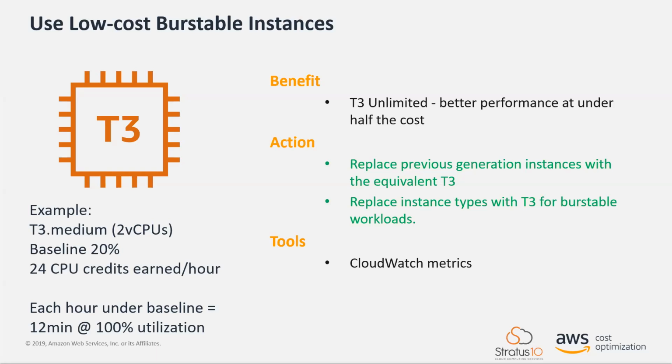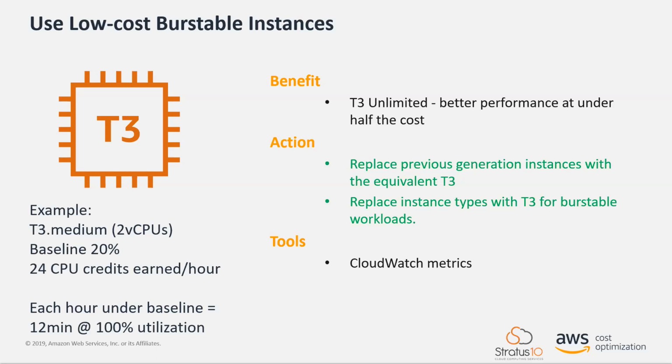All right, and one CPU credit is equivalent to one vCPU running at 100% utilization for 1 minute. So a T3 that has 2 vCPUs, for every hour the instance runs below the threshold, it can run for 12 minutes at 100% at no extra cost.